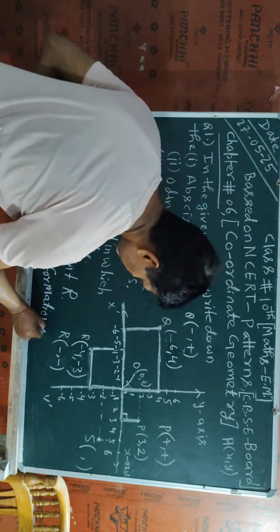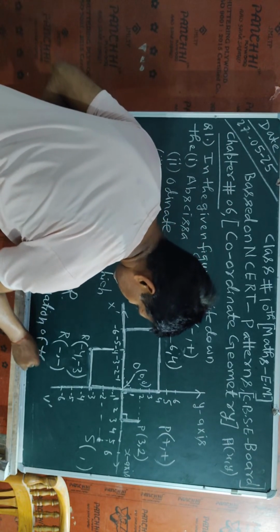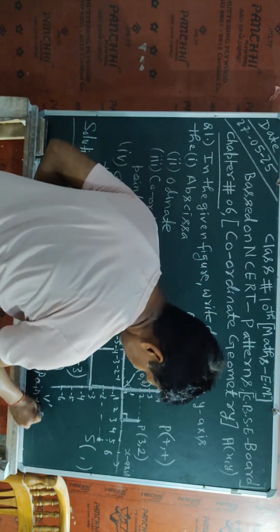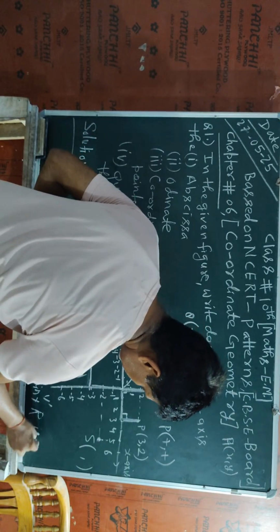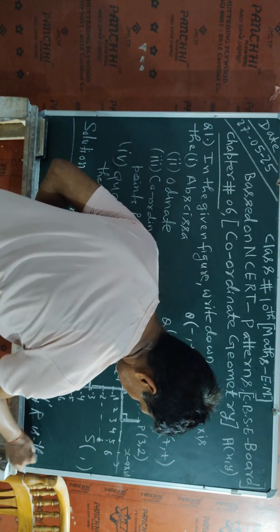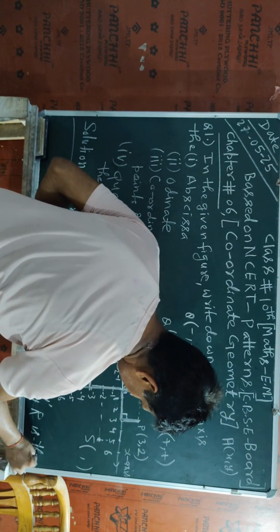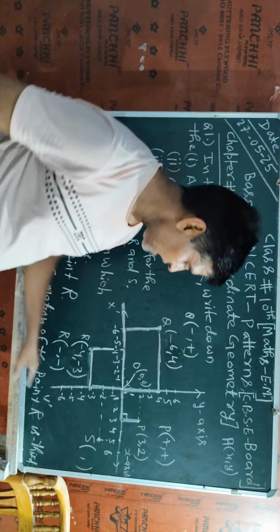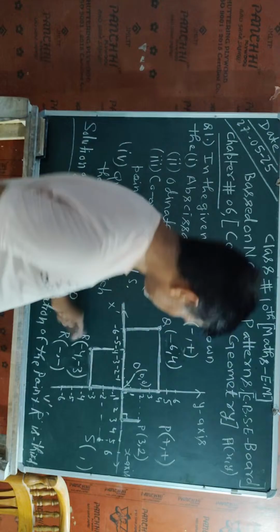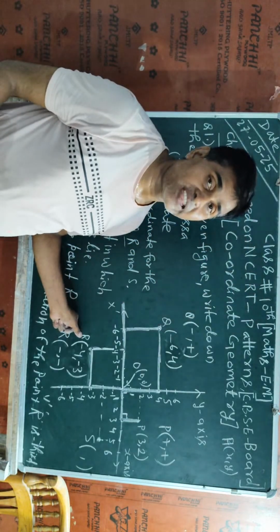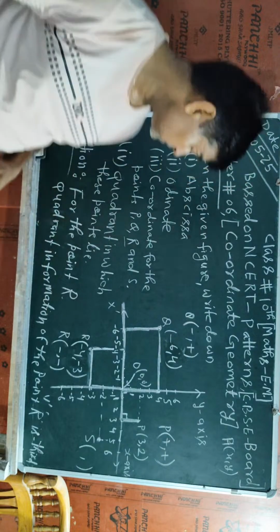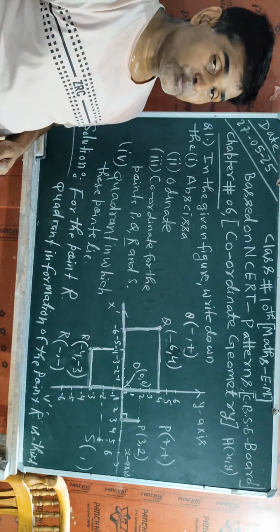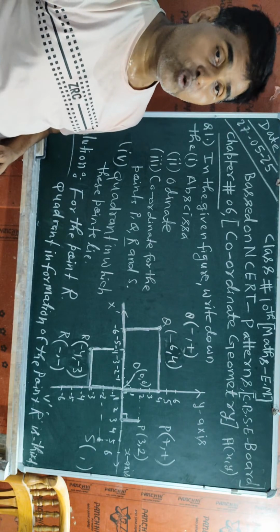The quadrant information of the point R is third. That is the third quadrant. Okay student, so according to this way, you have to write each and every piece of information from the figure clearly. So you will get full marks for the question.